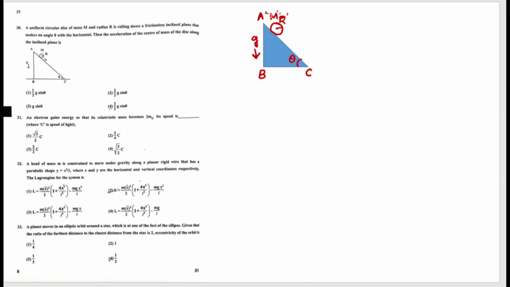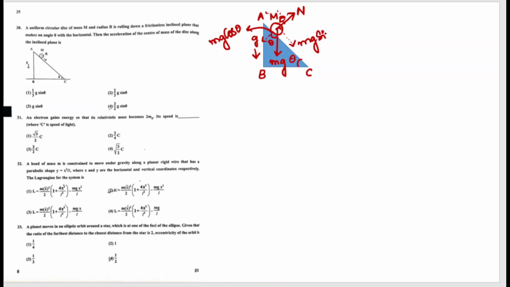And this is the disk. The disk has a mass m and radius r. Now the normal reaction will always be acting perpendicular to the plane, so it will be acting like this, and mg, that is the weight, will be acting downwards. I need to split this mg into two components. According to the geometry, if this angle is theta, then mg makes the same angle theta. So this component will be mg cos theta and this component will be mg sin theta.